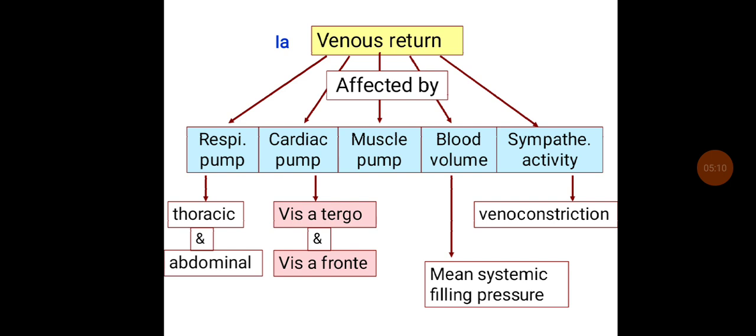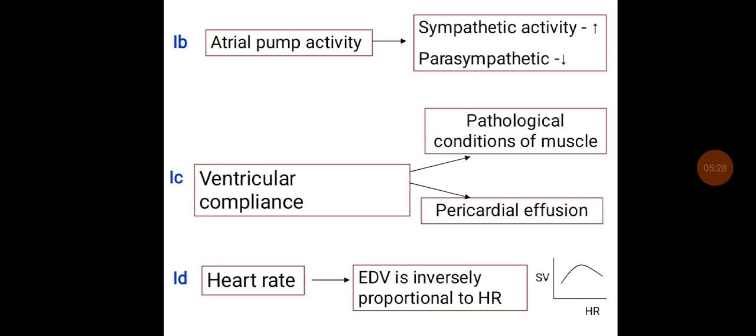Sympathetic activity is going to cause vasoconstriction, and especially venular constriction, venoconstriction, so that increases the venous return. Atrial pump activity is also going to increase the venous return. Sympathetic activity increases the venous return, whereas parasympathetic decreases the venous return.